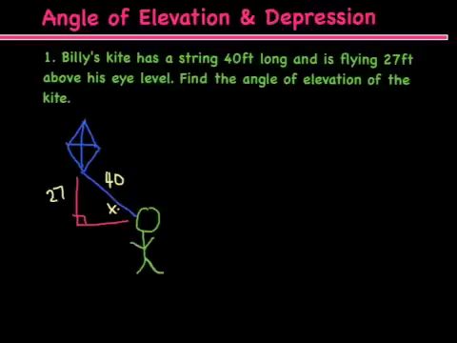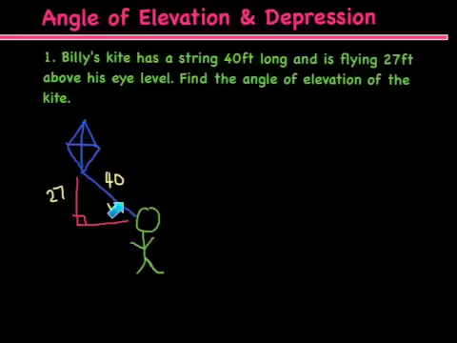Okay, so hopefully your picture looks something like this, probably better than this. This is a pretty rough drawing, but here's your kite. The string on the kite is 40 feet long, and it's flying at 27 feet above his eye level. So here's his eye level, and it's flying 27 feet above that. We have to find the angle of elevation, so it would be this angle of the kite.